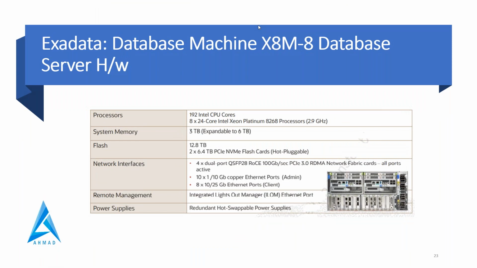Now, what is the hardware in the X8M8 socket database machine? So these are the things I spoke about: 192 server cores, 3 TB system memory, which extends up to 6 TB. Flash is 12.8 TB, which is 2 into 6.4. And network interfaces are like this: 4 into dual 10 gigabit copper, and 8 into 10 divided by 25, and the power supply is redundant.